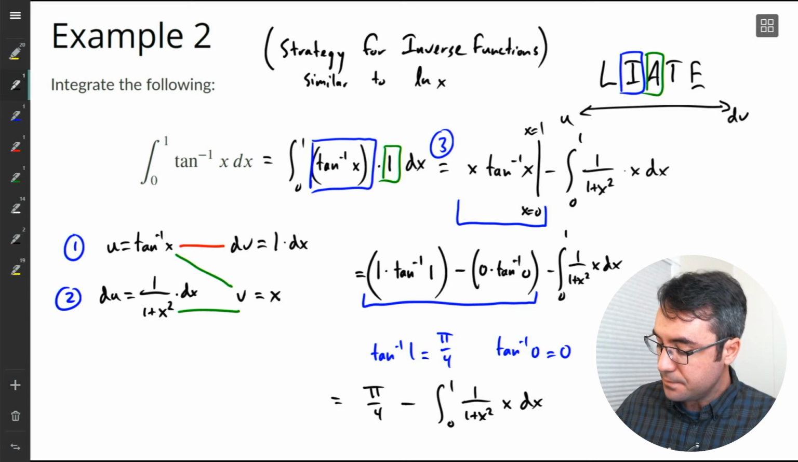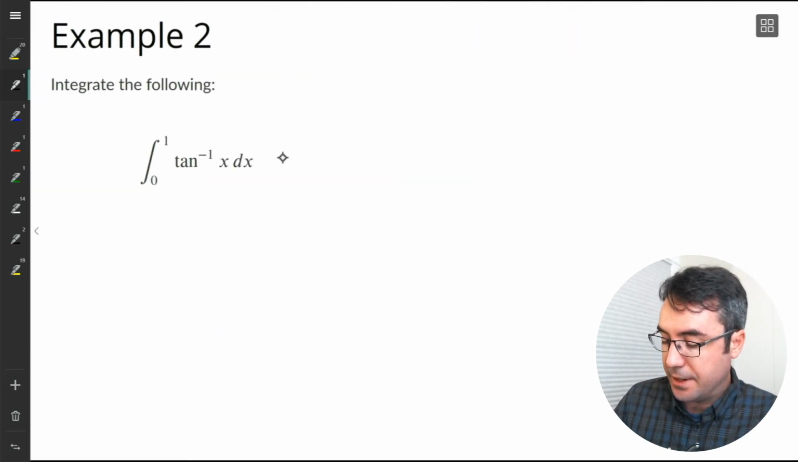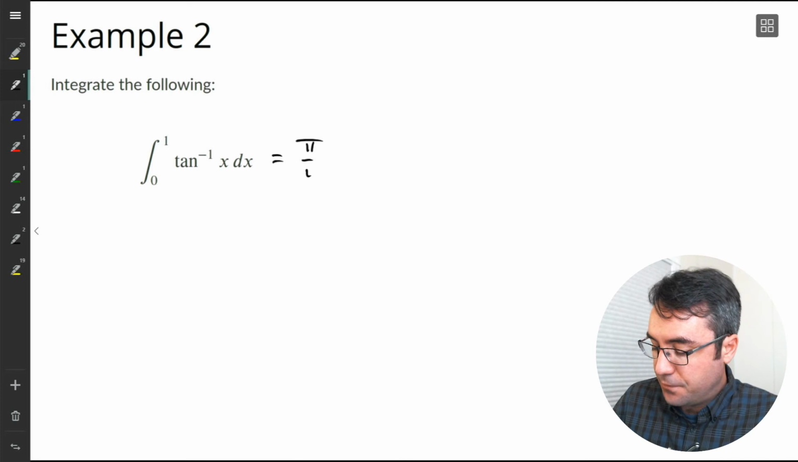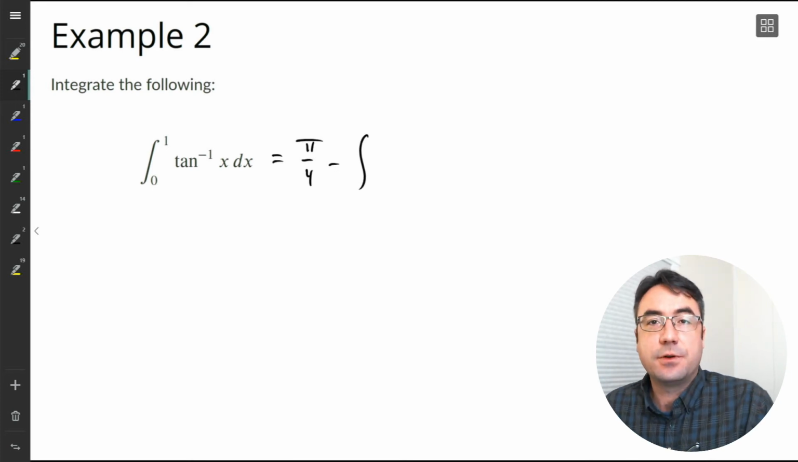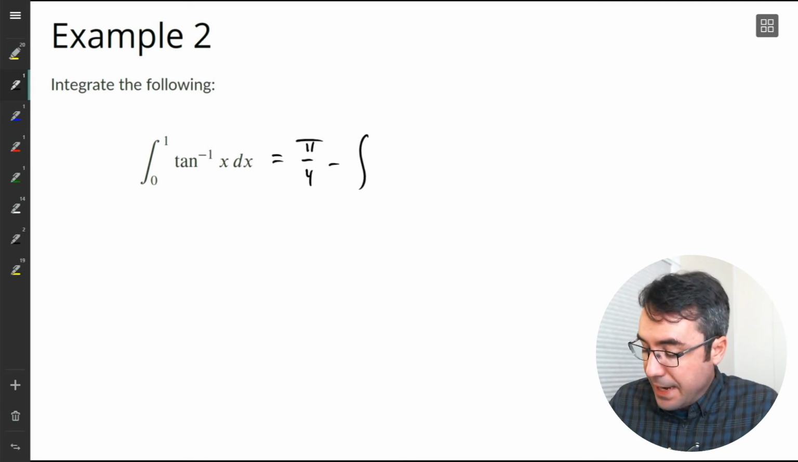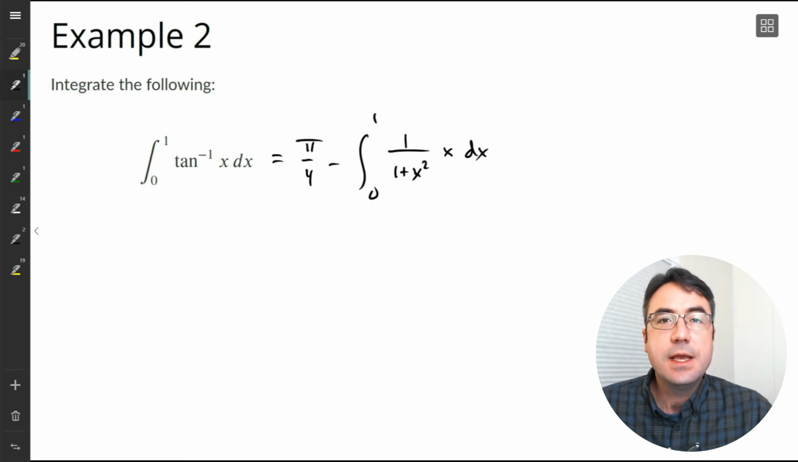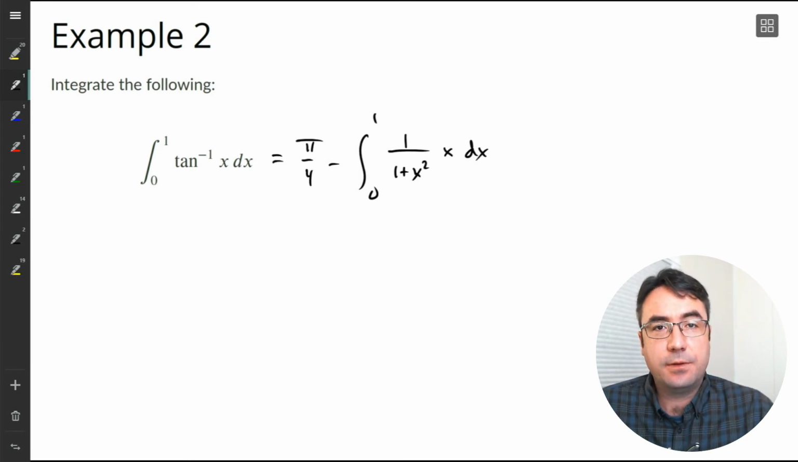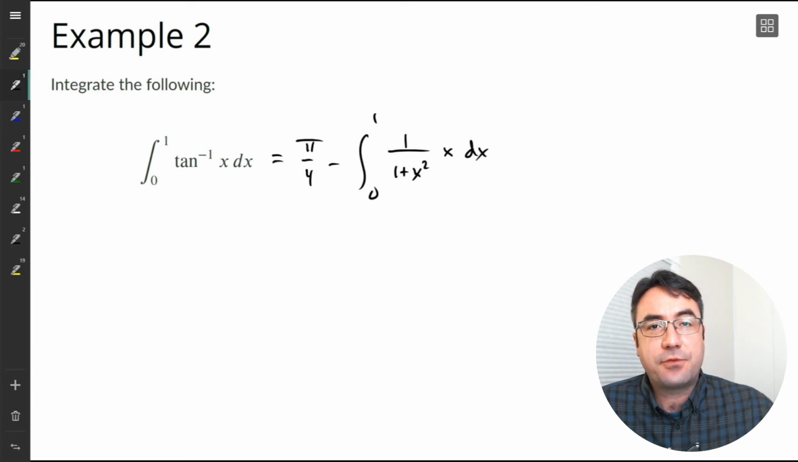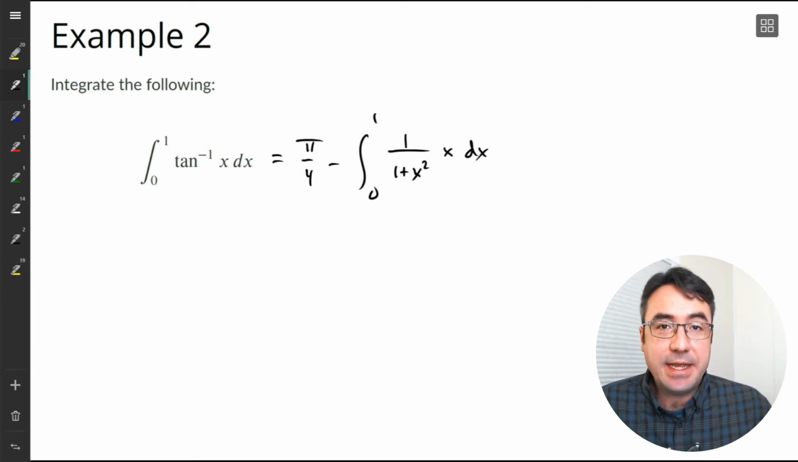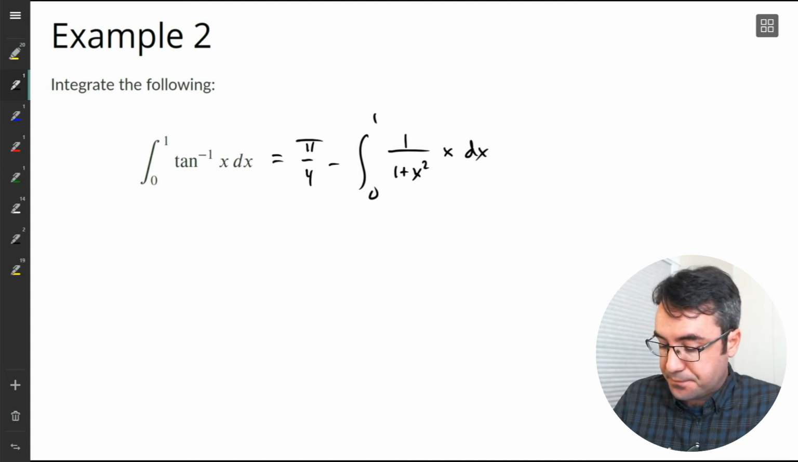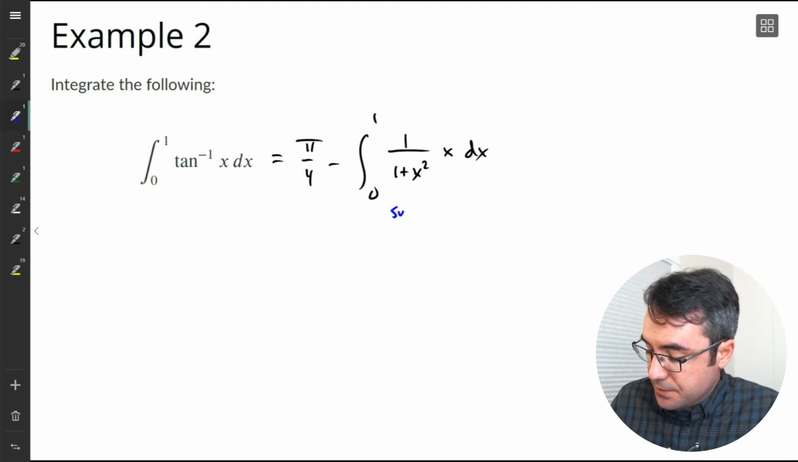All right, so let's keep going. So far we know that this integral is equal to pi over 4 minus the integral from 0 to 1 of 1 over 1 plus x squared x dx. Now when we look at this remaining integral, we see a fraction. We see something complicated inside the denominator. So we're going to use substitution rule. We see a complicated inner function.